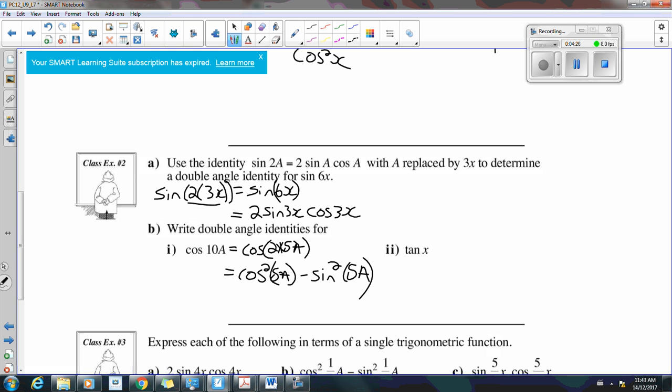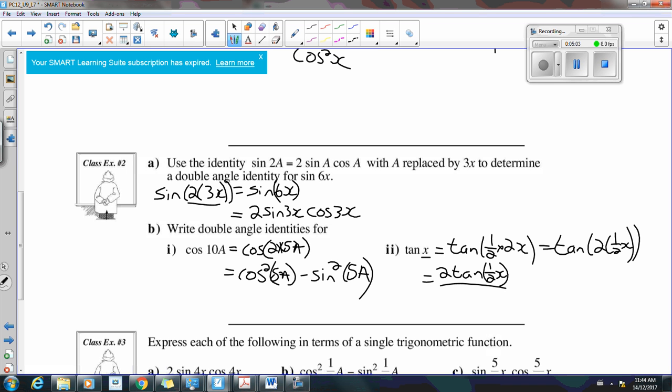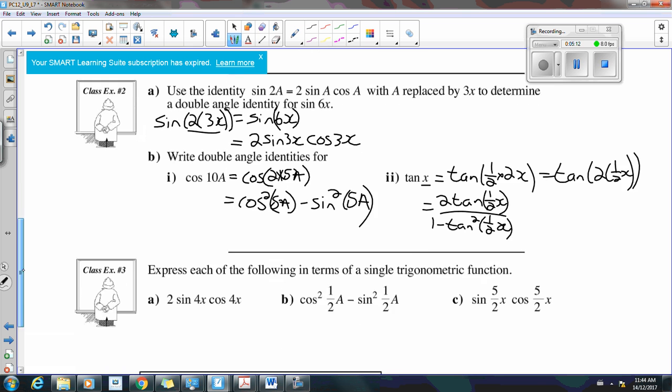What if we wanted to write something like this as a double angle? How could I write 1x as a double angle? I could write it as 1/2 times 2x, or 2 times 1/2 x would make more sense with how the formula is set up. So now 1/2 x becomes my input into the tan double angle identity, so that is 2 tan 1/2 x over 1 minus tan squared 1/2 x. I don't know why you'd ever want to do that, but that's how it can be done.